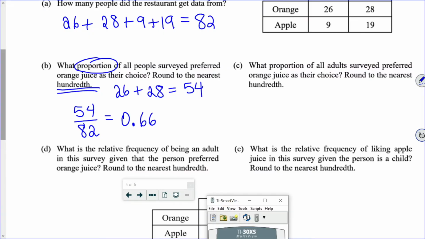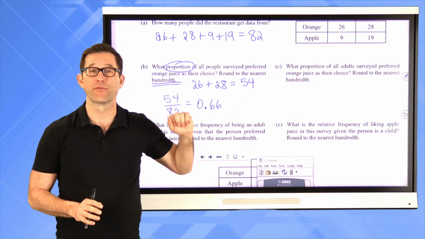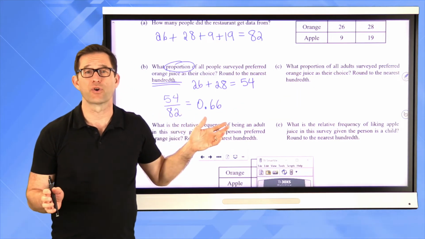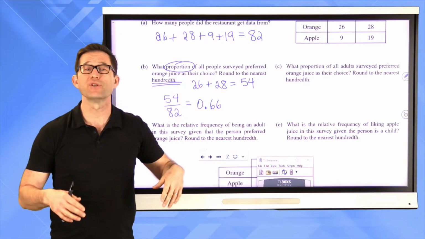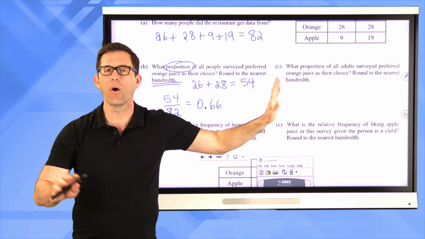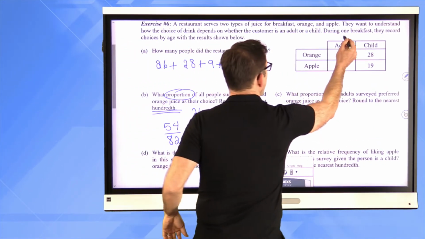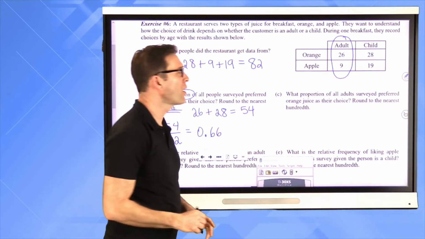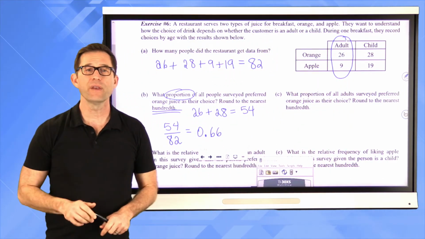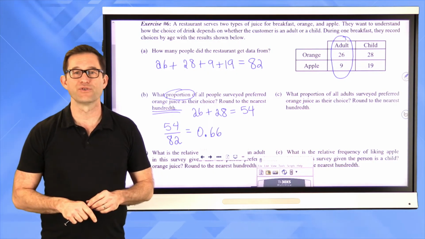What proportion of all adults surveyed preferred orange juice as their choice? Round to the nearest hundredth. Now, this one is a conditional relative frequency. But I don't even need to know that term. In letter B, they said what proportion of all people. In letter C, what proportion only of adults? It's all I care about at this point. I just want to have the adults, so I'm not worried about the child column anymore. Pause the video now and see if you can figure out what proportion of all adults preferred orange juice as their choice.